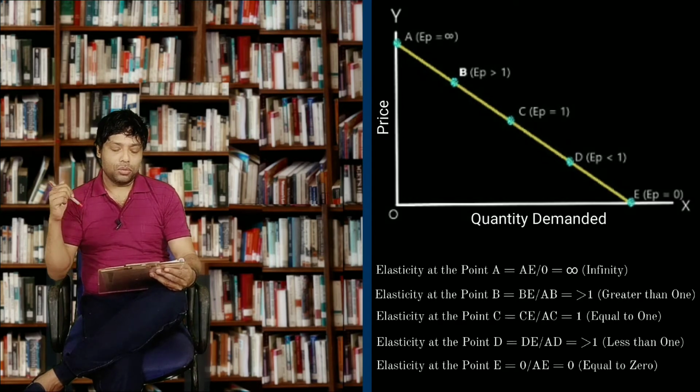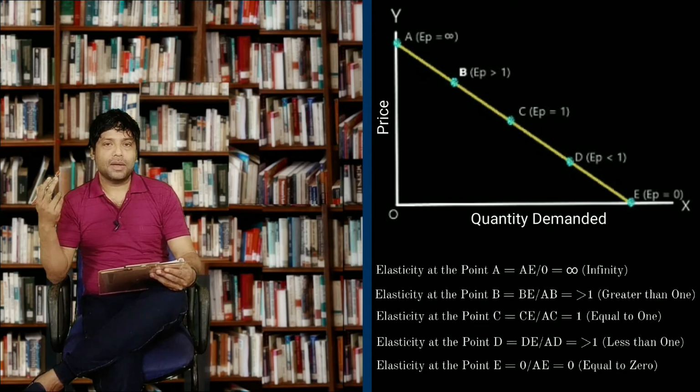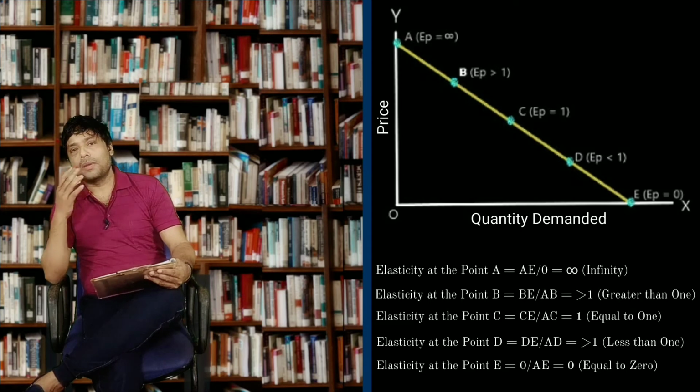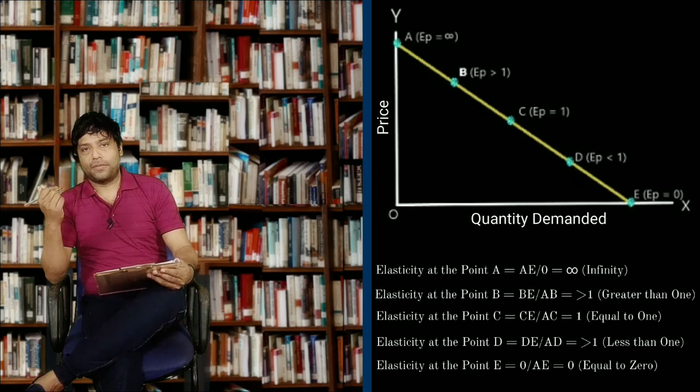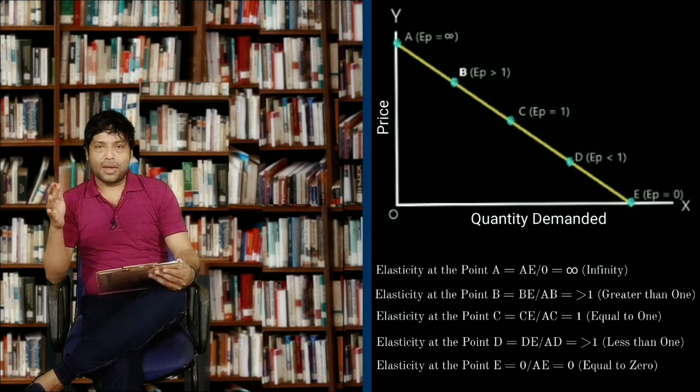Now again come down to the point D. Lower segment is what? DE. Upper segment is AD. We see that DE is smaller than AD. So any smaller value divided by a larger value is always less than 1. For example, suppose 1 divided by 2 is equal to 0.5, isn't it? So therefore at D the elasticity is less than 1.